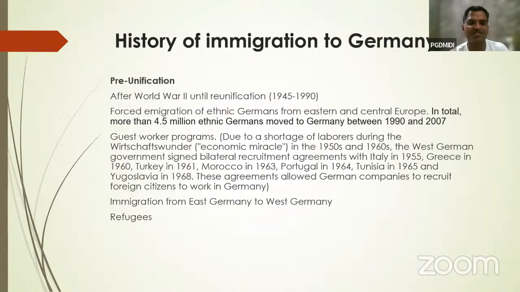So like that, Germany actually has two types. If you see, divide the immigration, pre-unification. There is one where Germany was divided into East and West, and there was conflict, so there was restriction also from East to West. But over time things have changed. Germany also had a shortage of labor. So in between they had a guest workers program, and they invited workers from many other countries. In the 1950s and 1960s, the West German government signed bilateral recruitment agreements with Italy, Greece, Turkey, Morocco, Portugal, Tunisia, Yugoslavia, and many people came from these countries to Germany.